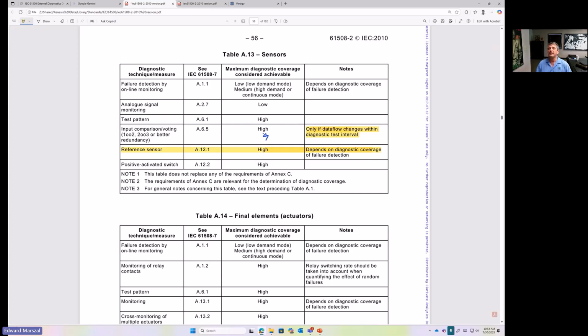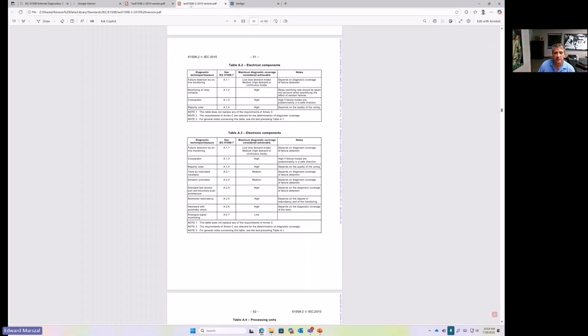So what is Connexus's recommendation based on this? And before I give you my recommendation, I will say that the 61508 standard allows you to take up to 99%. We at Connexus do not recommend taking that degree of diagnostic coverage.